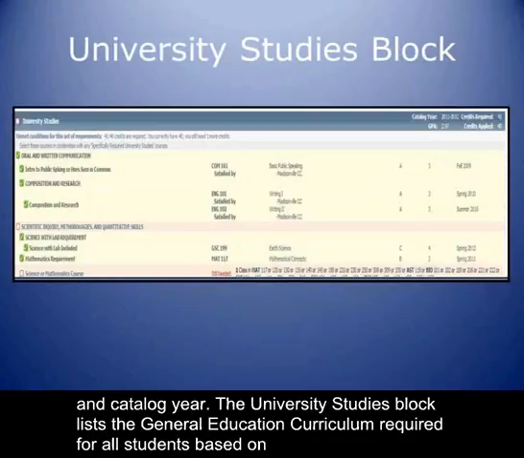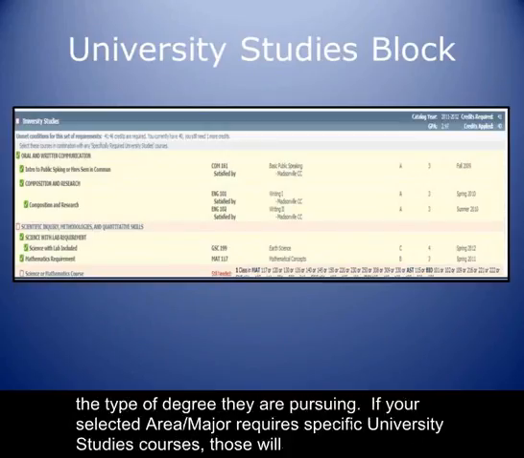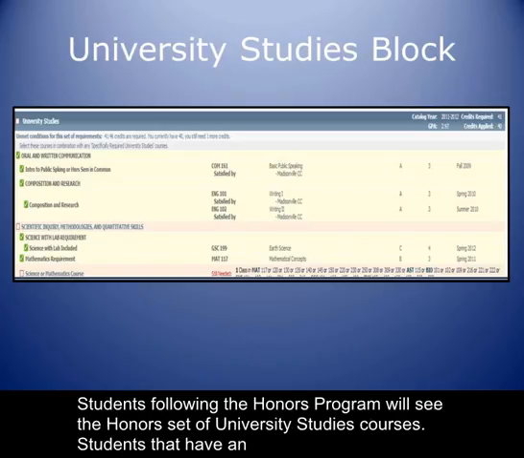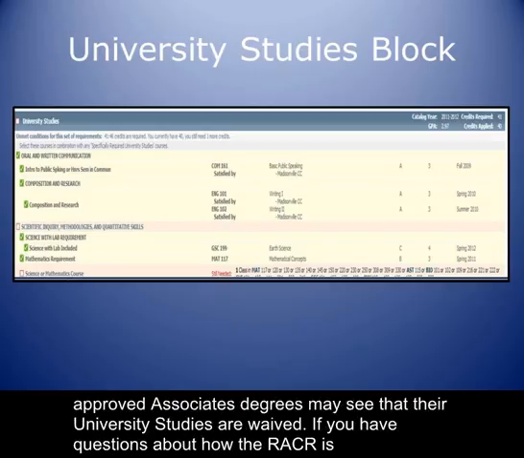The University Studies block lists the general education curriculum required for all students based on the type of degree they are pursuing. If your selected area major requires specific University Studies courses, those will be listed in a separate block, but may be taken in combination with required courses for this block, counting for both. Students following the honors program will see the honors set of University Studies courses. Students that have approved associate's degrees may see that their University Studies are waived.